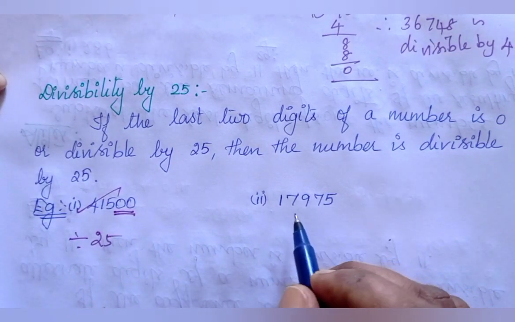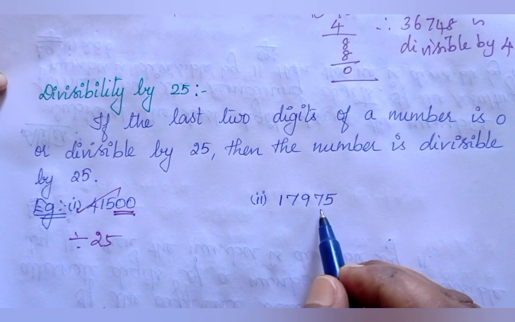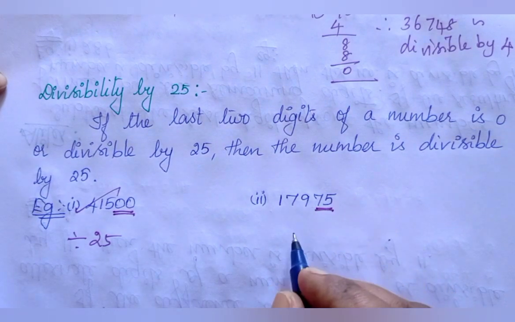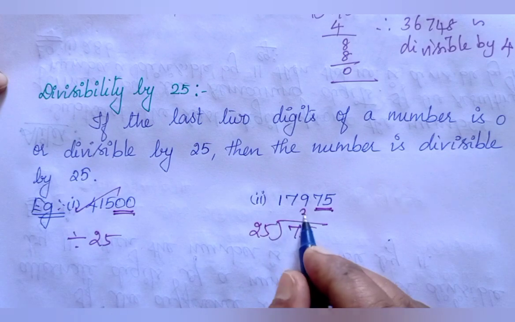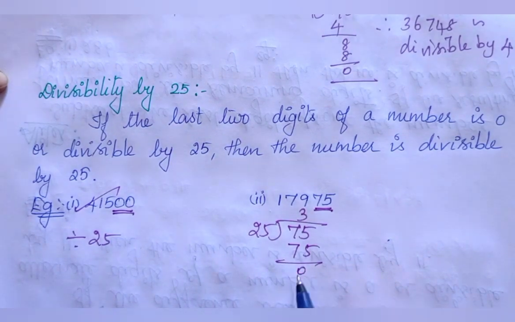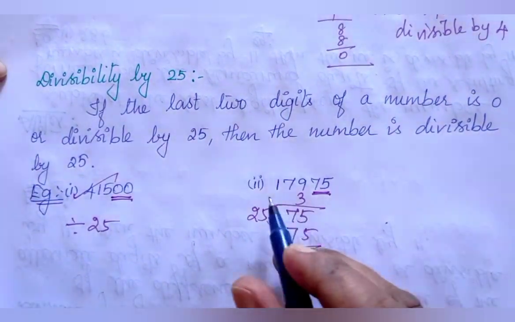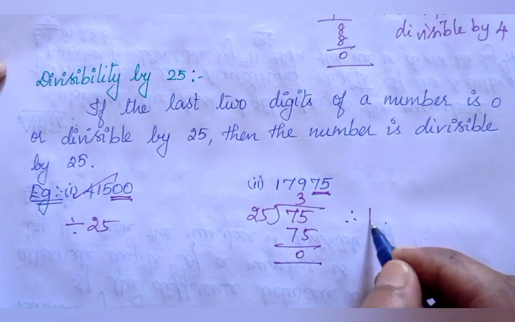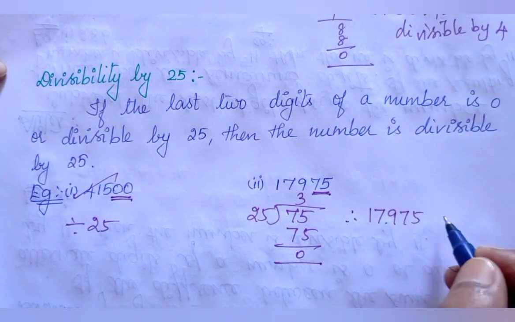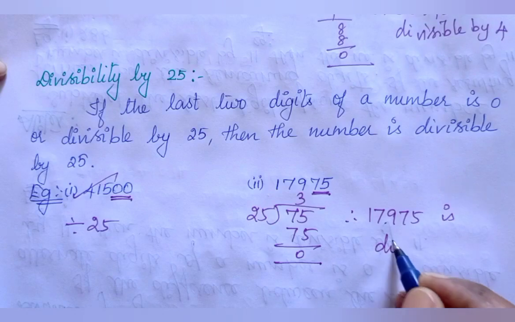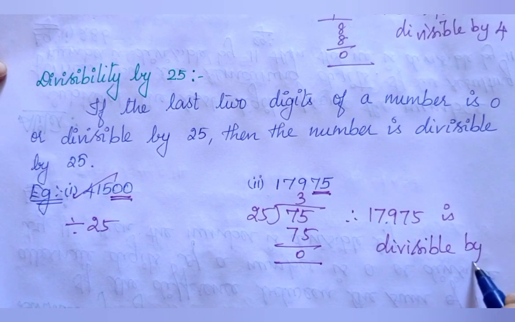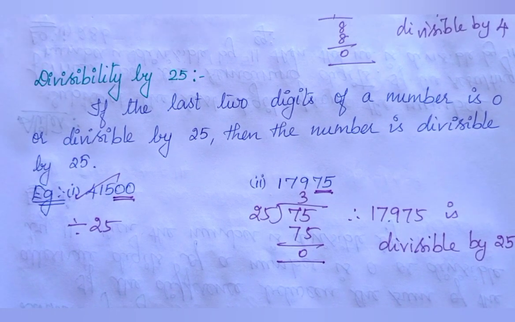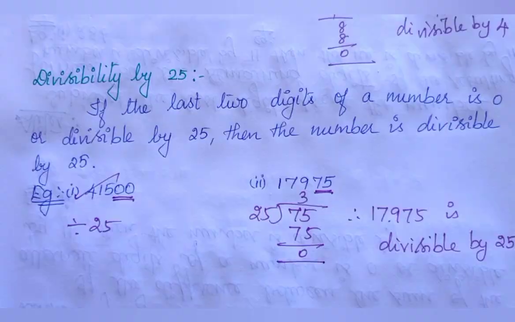And here we have 17,975. We have to take the last two digits, it is 75. We have to divide it by 25. We know 25 3 times 75 and we'll get a remainder 0. Hence, it is completely divisible by 25. Therefore, 17,975 is divisible by 25. So, we have the rule that if the last two digits of a number are divisible by 25 or both zeros, then that number is divisible by 25.